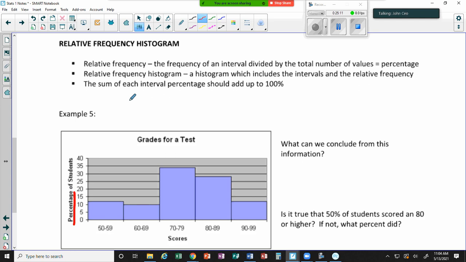For a relative frequency histogram, on your vertical axis you put a percentage. Instead of the number of students, you say the percentage of students. So when you add up all your percentages, you should come up with 100%.